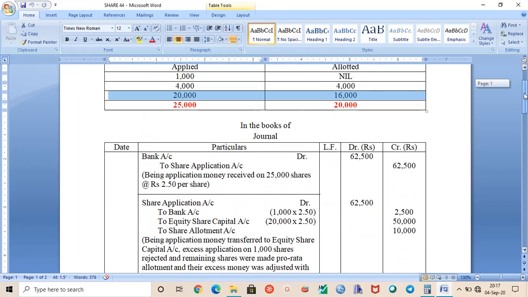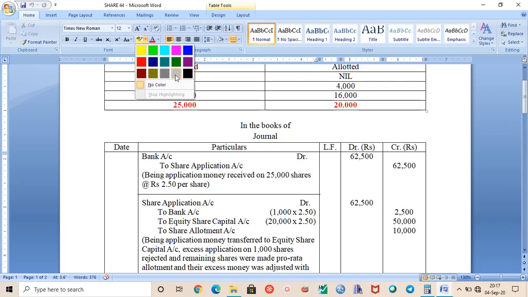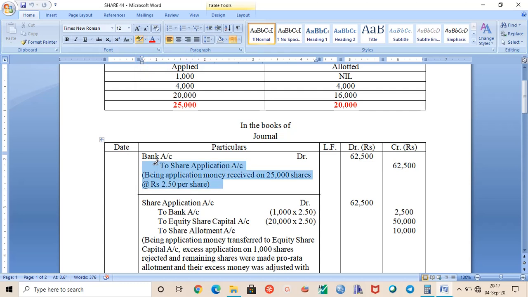Let us continue. The first entry, when you receive the application money on the applied number of shares, will be bank account debit to share application. 25,000 shares were applied for, and rupees 2.50 is the application money. Have a look at the question.